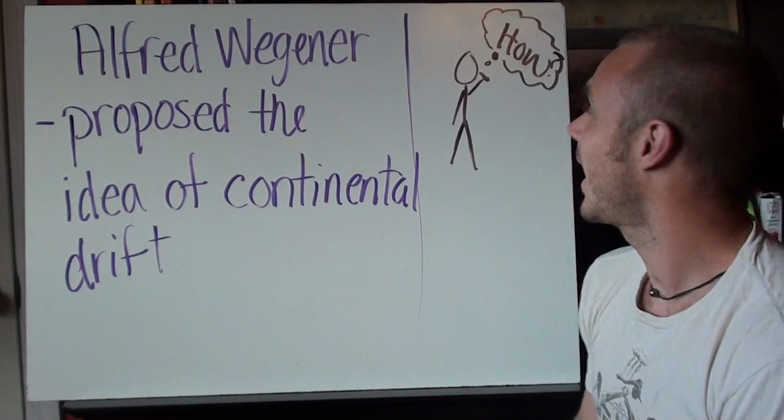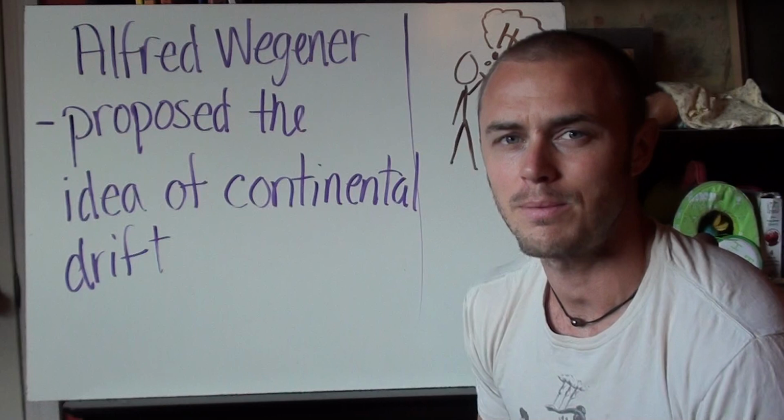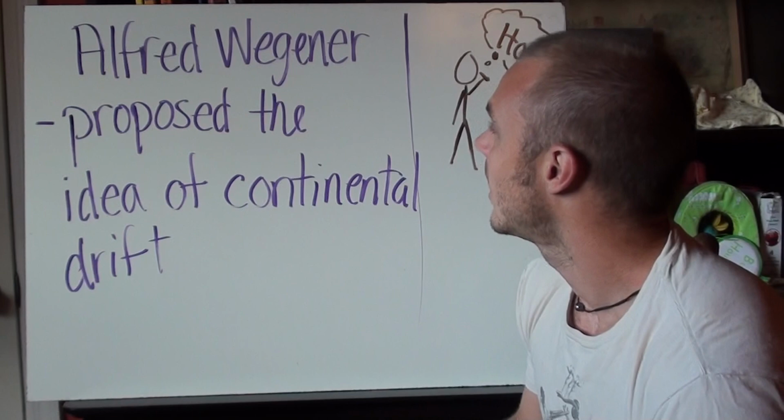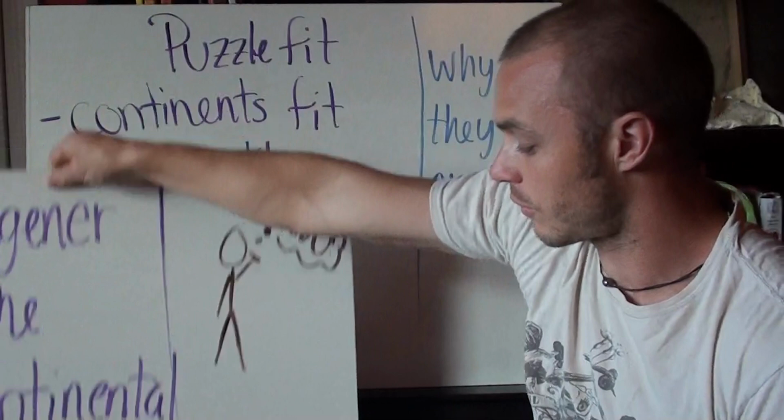However, he didn't have a how. So when he would propose his idea, scientists would immediately say, well, how is this happening? And he didn't have an answer for it. So it initially didn't get a lot of credibility and support. However, other scientists were finding things around the Earth that would soon begin to support his idea for continental drift.